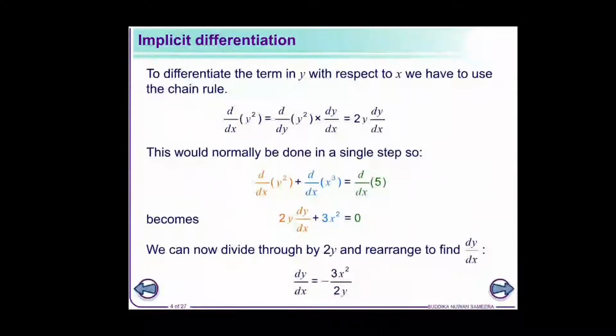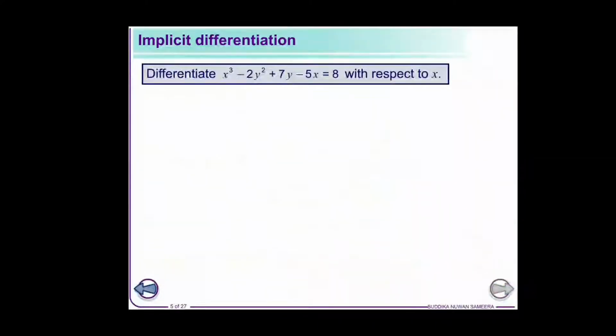So here the only difference is, when you differentiate y with respect to x, first you have to differentiate with respect to y, and you have to change it to dy over dx by multiplying by dy over dx. Okay, let's see how to differentiate x cube minus 2y square plus 7y minus 5x equal 8 with respect to x.